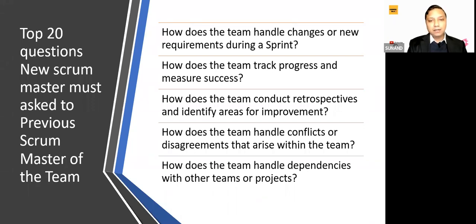How does the team handle dependencies with other teams or projects? Again, very important for you as a Scrum Master to know what the different teams are, apart from your team, with whom you have to interact a lot in the future, and what their relationship is with those teams, right? Where those teams sit. You have to know all this information, right? So this is again an important question.